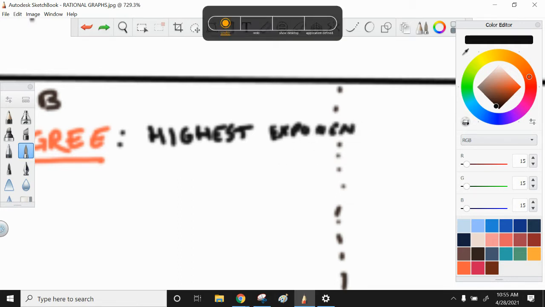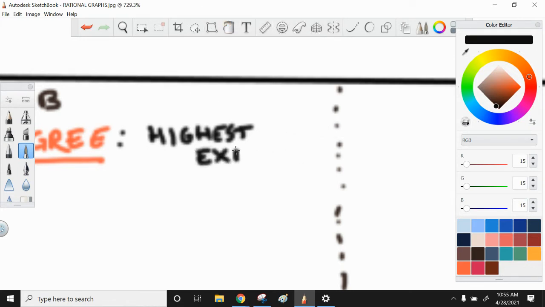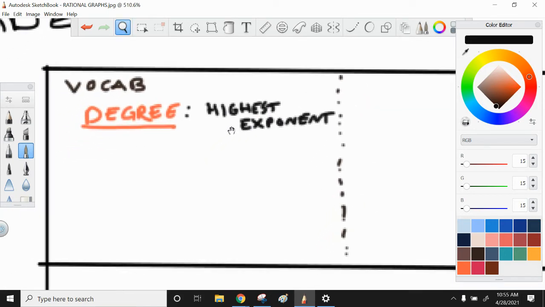I said I'd zoom in so the writing would get better, and it didn't really get that much better. So let me give it one more shot. The highest exponent. So we need to know that. We need to know what the degree is. The degree is the highest exponent. And it's not that hard to find, right?